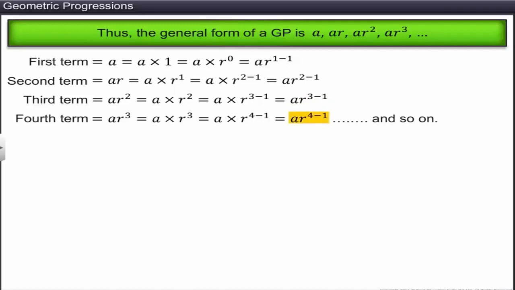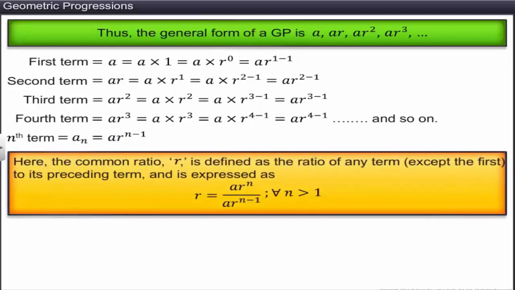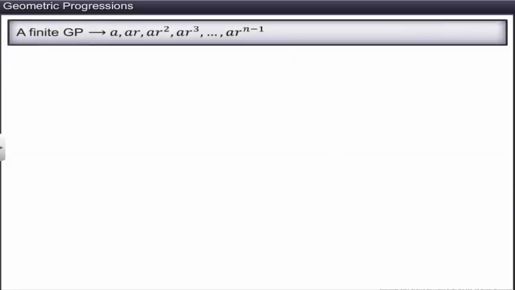Here the common ratio, R, is defined as the ratio of any term, except the first, to its preceding term, and is expressed as the n plus 1th term divided by the nth term for all n greater than or equal to 1. A finite GP has a finite number of terms, while an infinite GP has an infinite number of terms. Correspondingly, the sum of the finite number of the terms of a geometric progression is called a finite GP series, while the sum of the infinite number of terms of a geometric progression is called an infinite GP series.